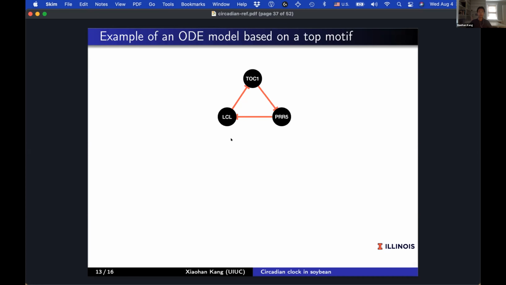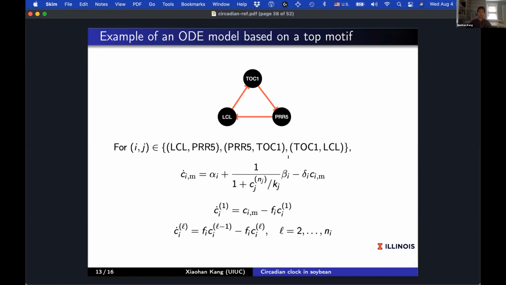One example is, for this predicted repressilator motif, we can write out the ODE model based on the distributed delay model in the paper by Takeda and others. So then if we have enough data, we can try to fit the parameters.